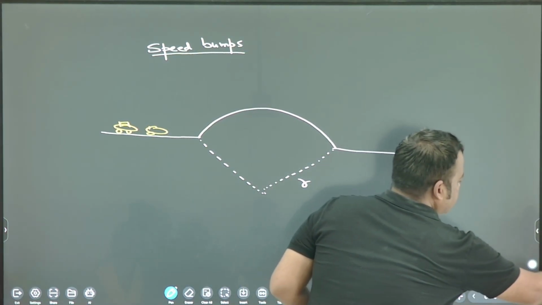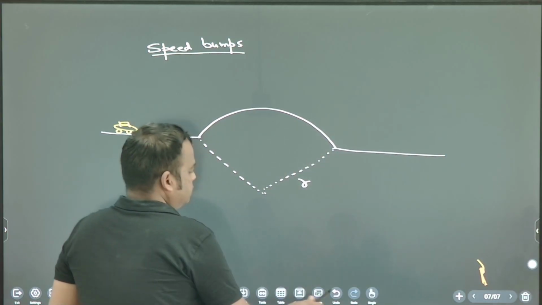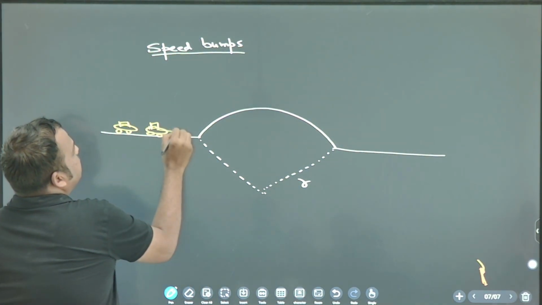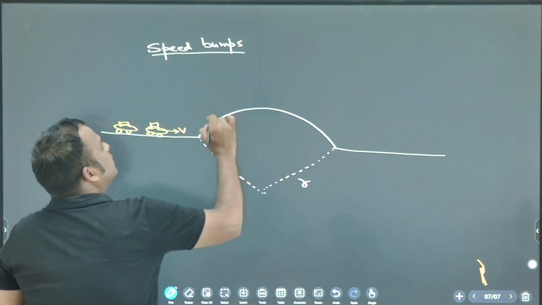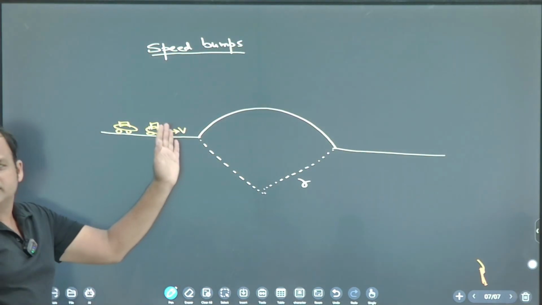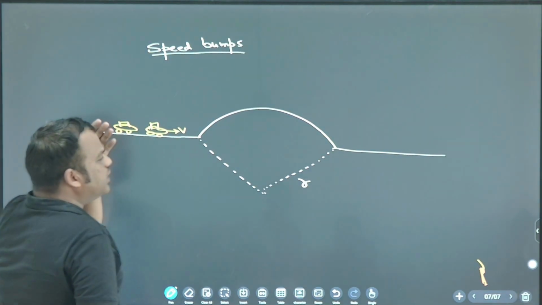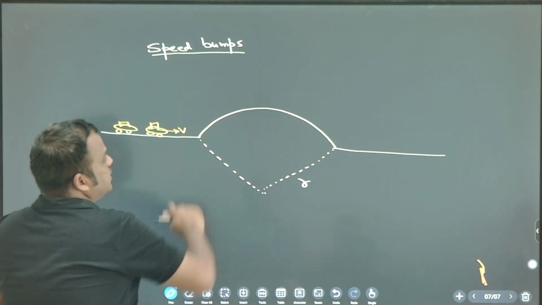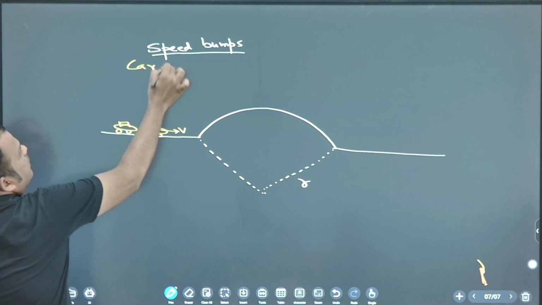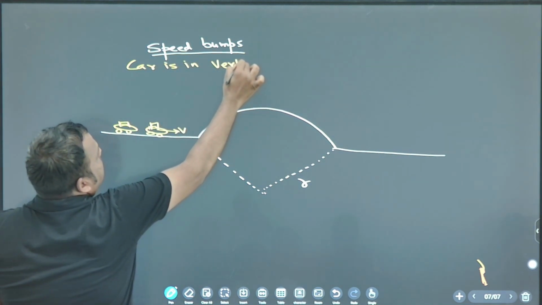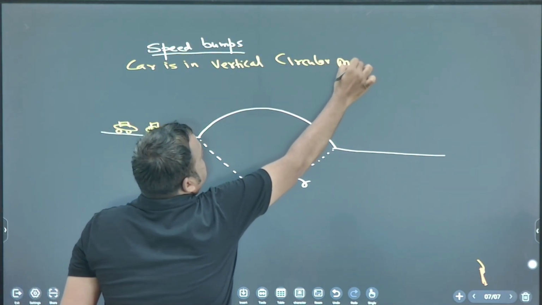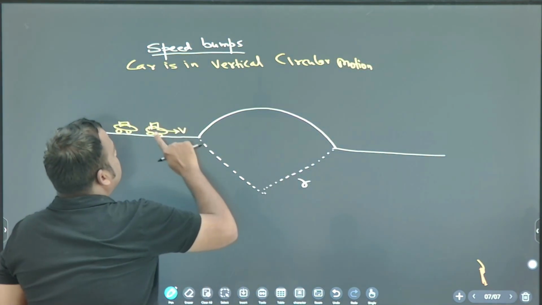So this car is coming with speed V. Now the car will go along the circle. What type of circle is it, horizontal or vertical? Vertical. So note down: the car is in vertical circular motion. So the car will go like this.